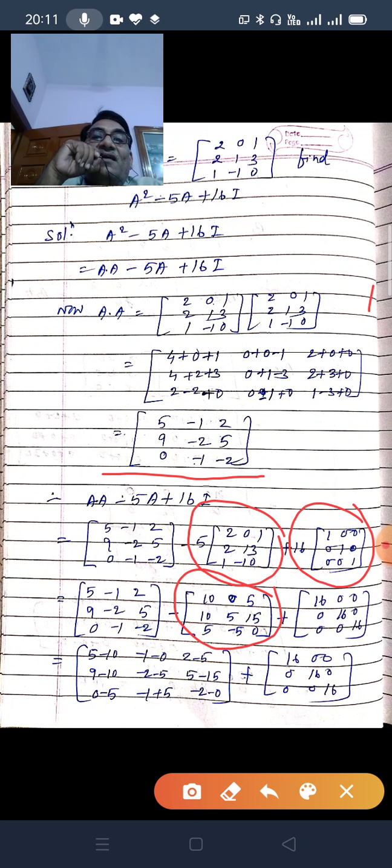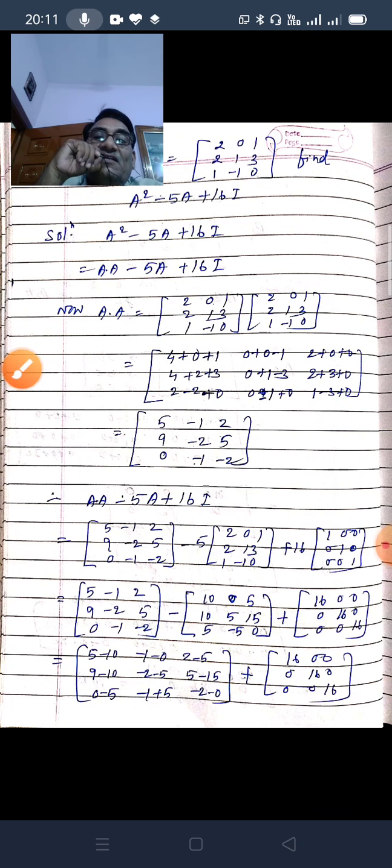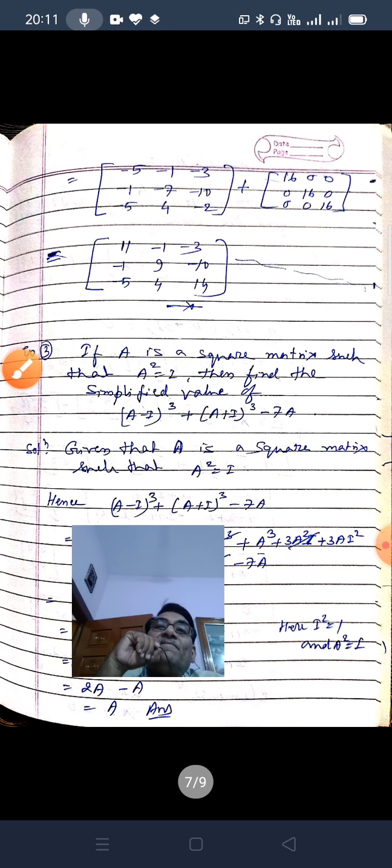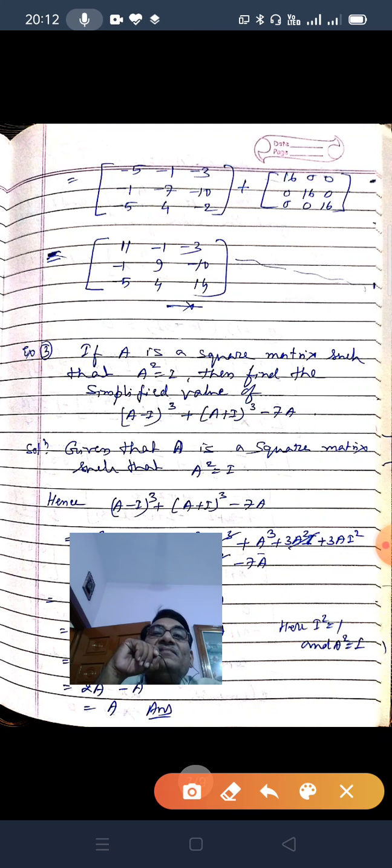16 and I is here of 3 cross 3 order, that is 1 0 0, 0 1 0, 0 0 1. You have to multiply it by 16 and here multiply by 5. Your result is this, and after subtractions and then additions you will get your new matrix, that is 16 0 0, and like this. This is the answer of A square minus 5A plus 16I.